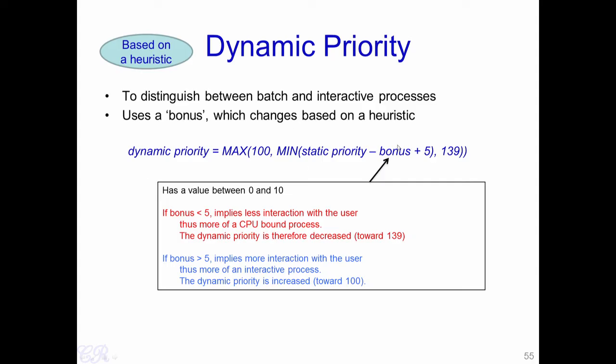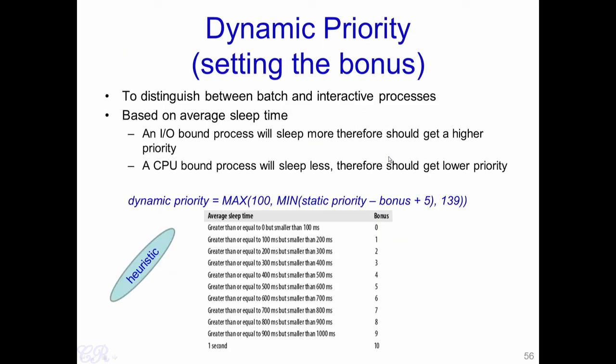So, the crucial part is now how do we actually set the value of bonus. The bonus in the scheduler is determined by the average sleep time of a process. The assumption here is I/O bound processes will sleep, or in other words will block more, therefore, should get a higher priority. So, therefore, I/O bound processes will have a higher value of bonus. On the other hand, CPU bound processes will sleep less, therefore, should get a lower priority.